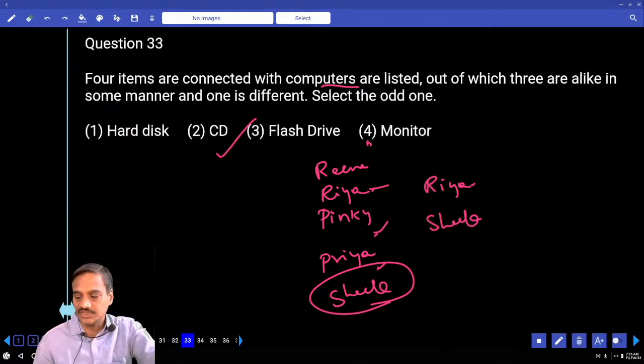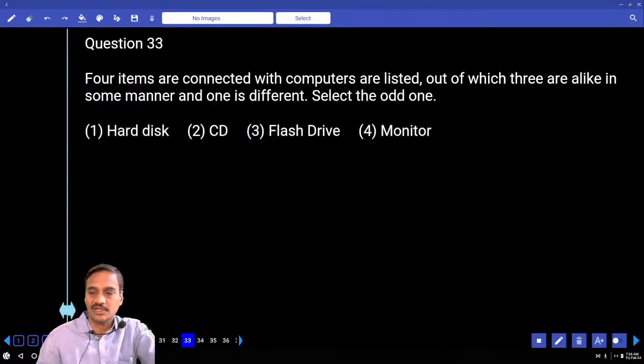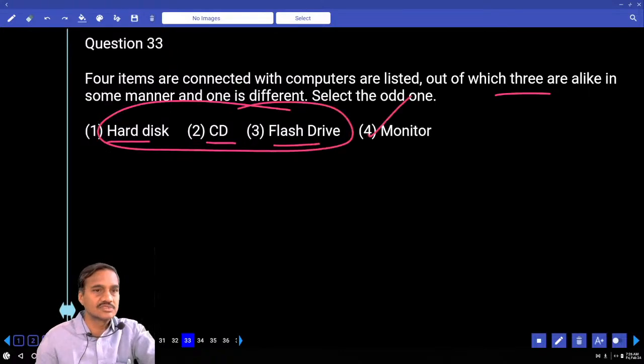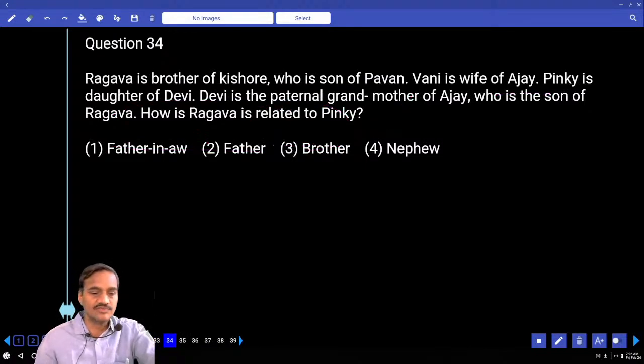The next one, 33. 4 items are connected, and which 3 are alike means it comes under odd man out. Odd man out, tell me what is your answer in this case. Now hard disk, ED and flash drive, these 3 come under one category, and this is the odd one. Then coming to question number 34.